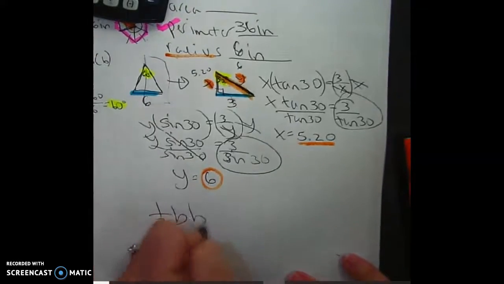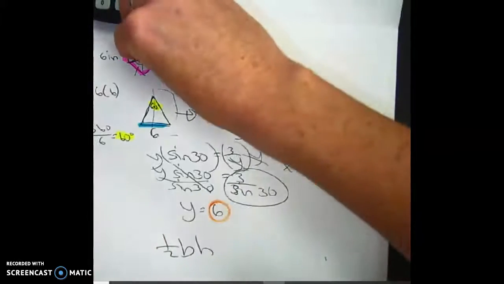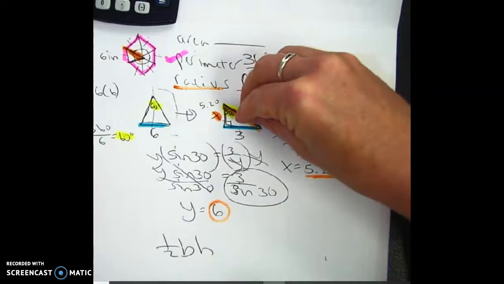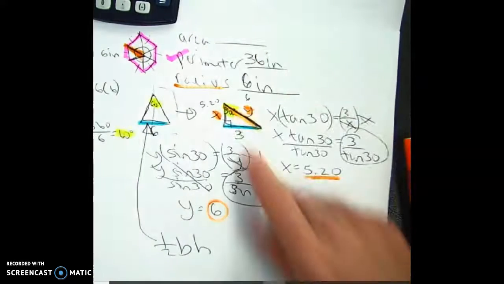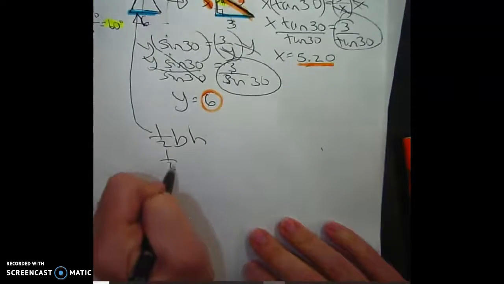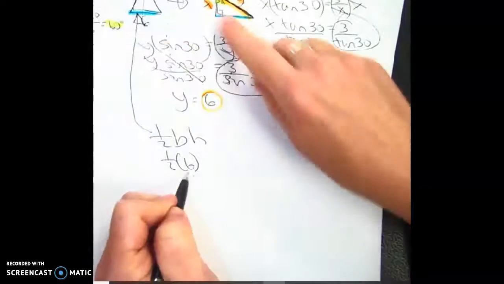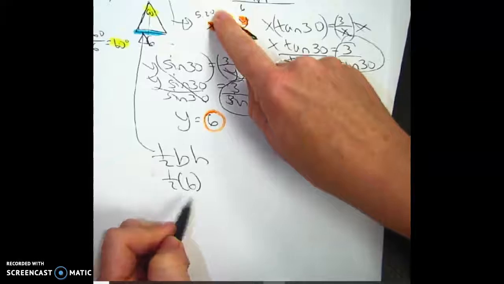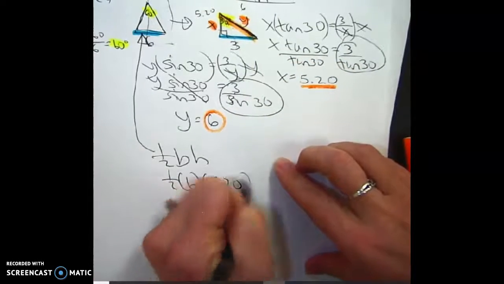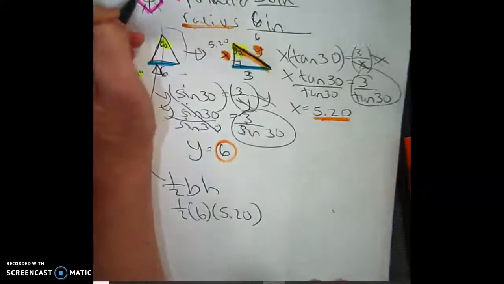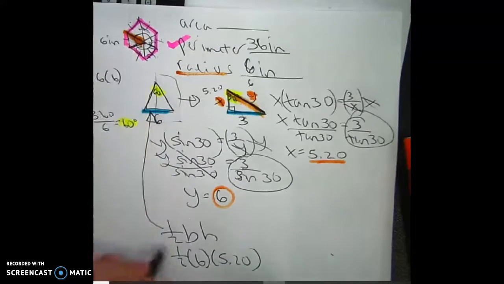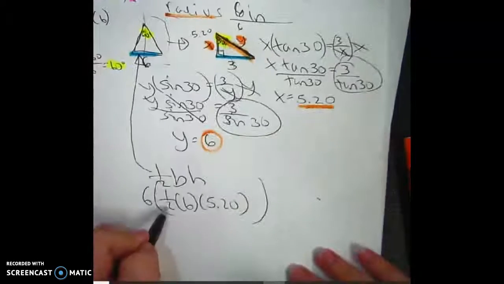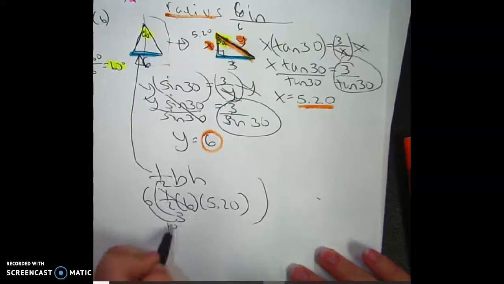Okay, area. The area is 1/2 base times height. So remember when we went from the big to the medium to the small? Now that we got all the information, we use the medium to get our answer. Some of you use that. So 1/2, 6 times my height, which is 5.20. And there's actually not just one shape. There's 1, 2, 3, 4, 5, 6 of those. So 1/2 of 6 is 3, times 6 is 18.